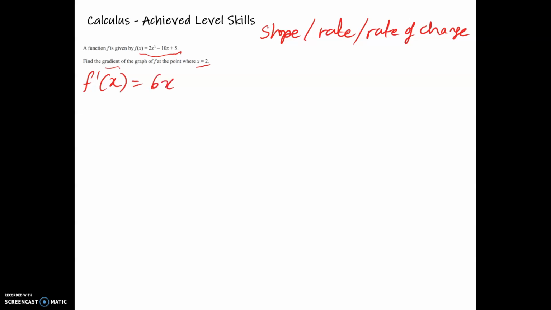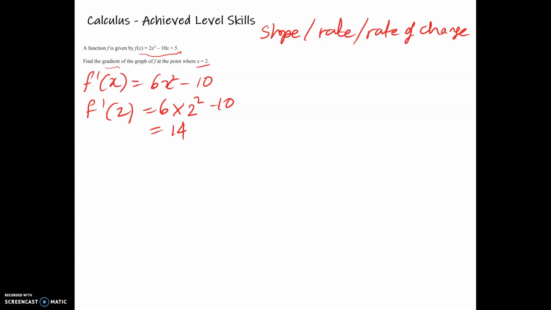One of the things you must be aware of is that sometimes they may use the word slope or rate or rate of change. You must be aware these all mean the same thing. So here we are asked to work out the gradient of this function at x equals 2. So first we're going to work out what the gradient function is. We do that by differentiating. So that's 6x squared minus 10. And to work out the gradient at x equals 2, we replace x with 2. And we get 14.